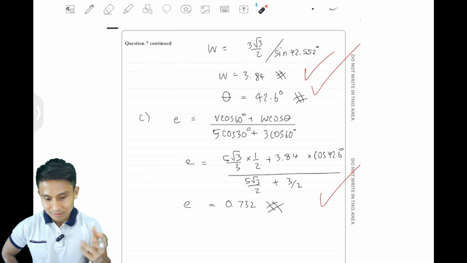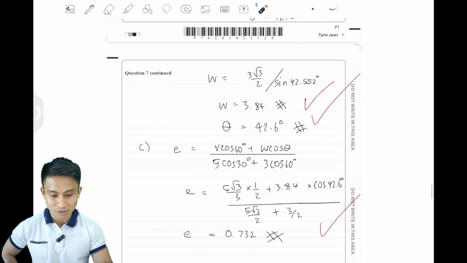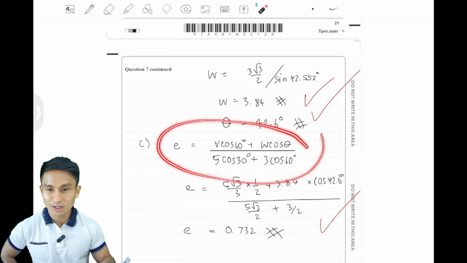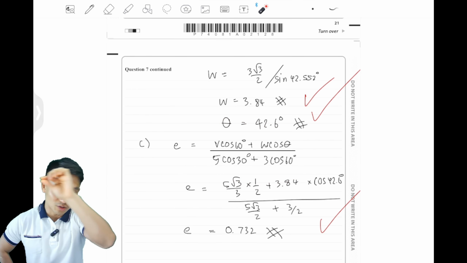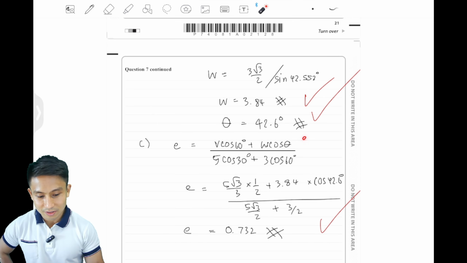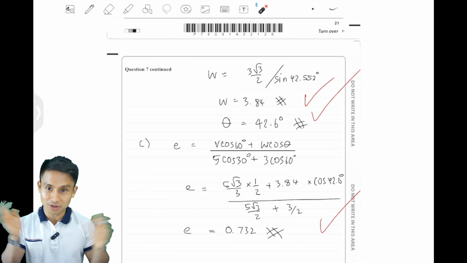And just solve simultaneous equations. The rest is just math, right? If you understand how this works, the rest is just math. And this is just the coefficient of restitution. Again, it's just along the line of centers. I take the relative speed of separation along the line of centers from either particle.